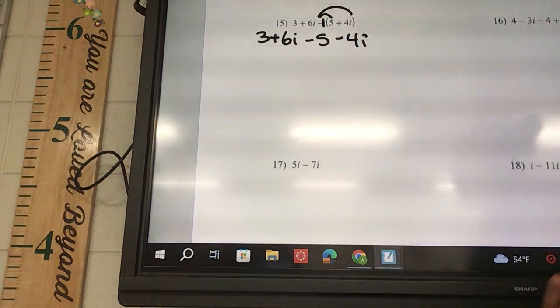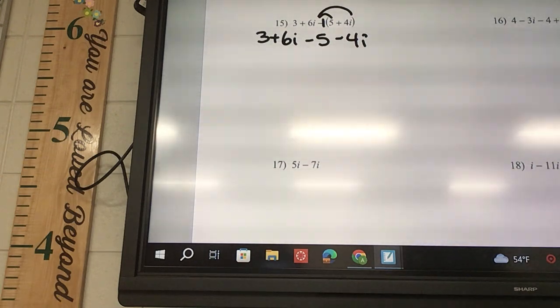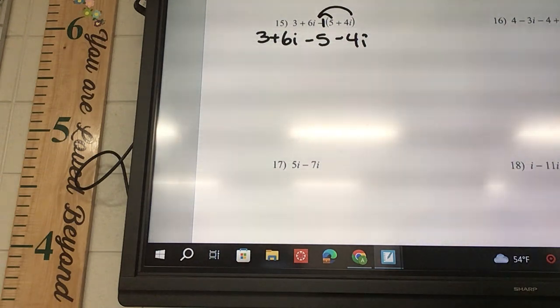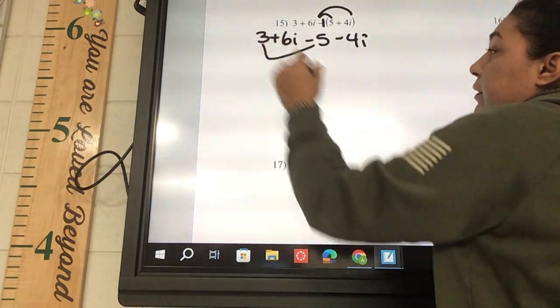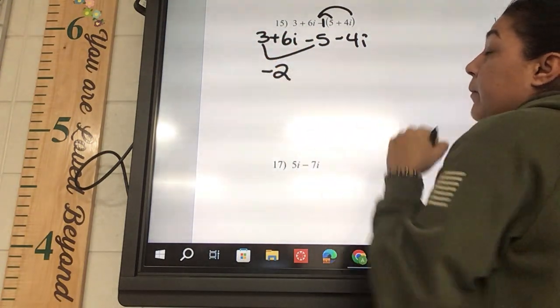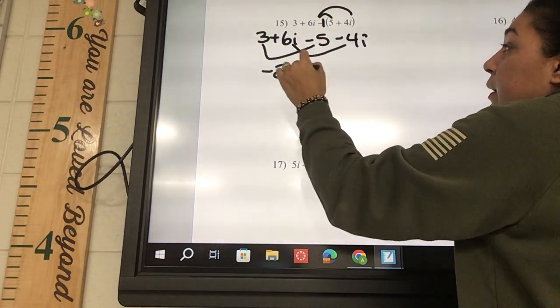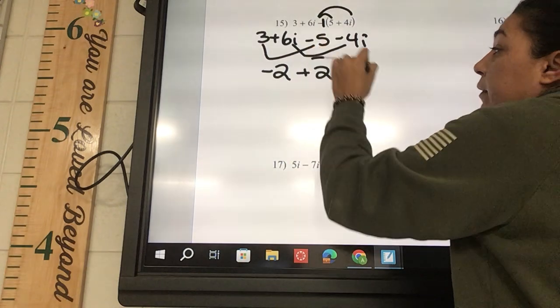Now this looks just like other problems that we've been doing. We can combine the real parts, which is just the number parts, and the imaginary parts. So 3 minus 5 is going to be a -2. And then a 6 minus 4 is going to be a positive 2i.